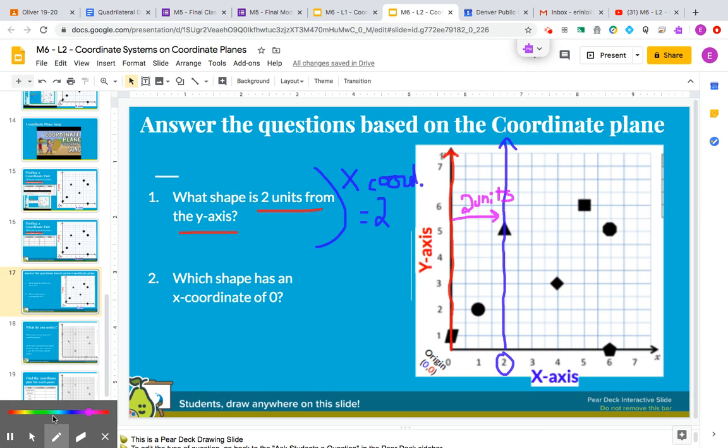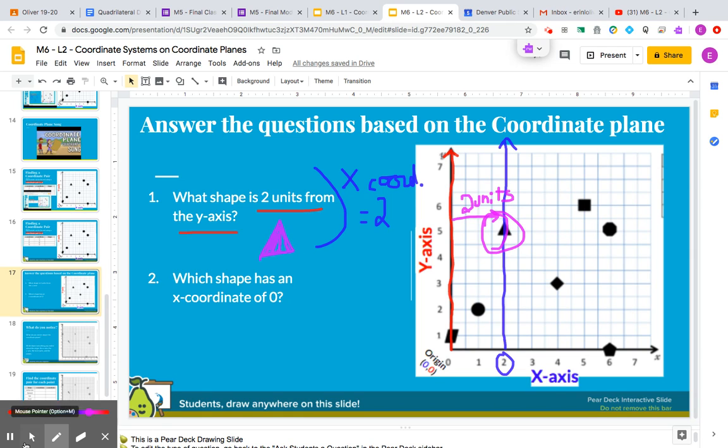And what shape did I find on my x equals 2 line? I found my triangle. My triangle is 2 units away from my y-axis.